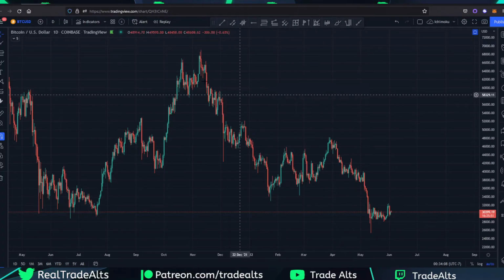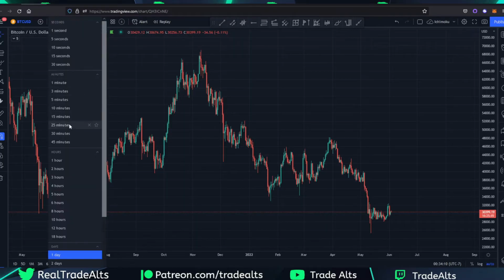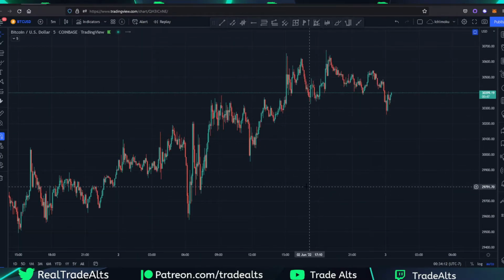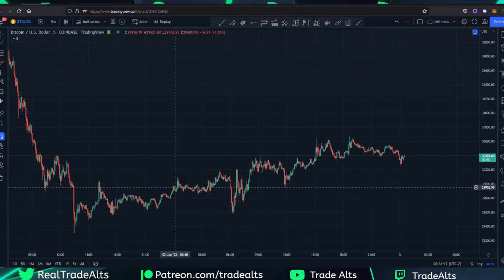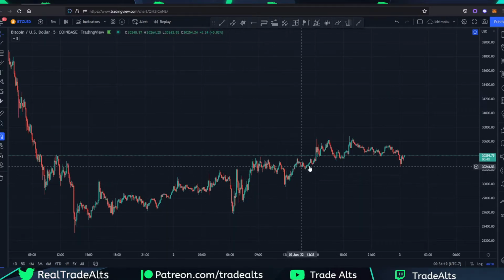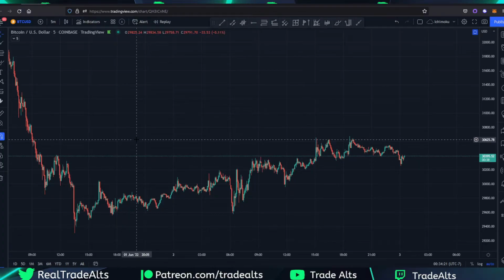But this is the point: this is on a daily time frame. I could change this to a 5-minute, and it's going to look a lot different. For example, here you have pretty good structure, with price just grinding higher. Now, obviously, you want to do your own technical analysis, come up with your levels and your confluences before you enter any kind of trade.